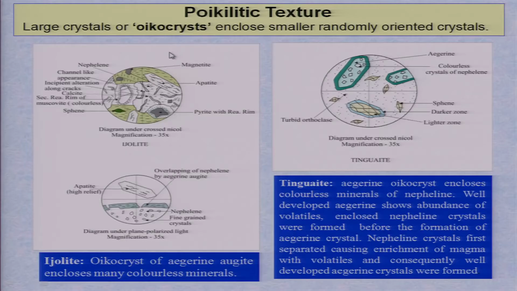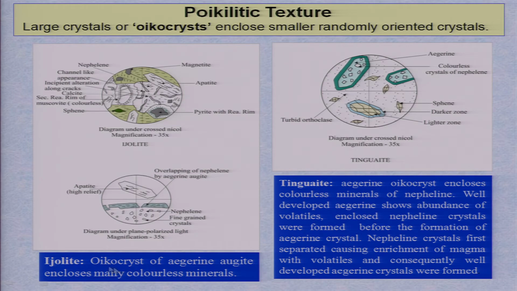Now, I will discuss another important texture which is known as poikilitic texture. Poikilitic texture is defined as a large crystal, which is also known as oikocryst. This oikocryst encloses smaller randomly oriented crystals. See here, this is oikocryst. This oikocryst or large size crystal encloses smaller size crystals here.